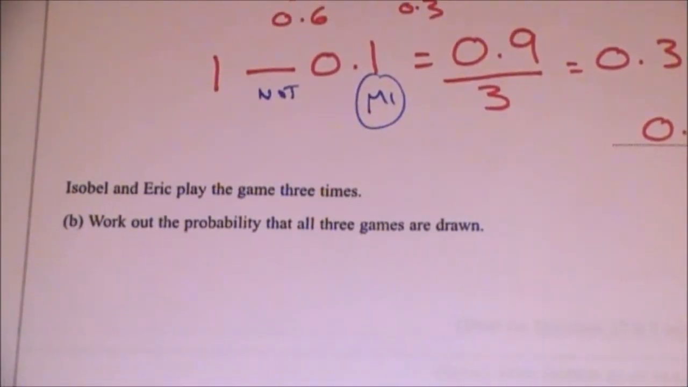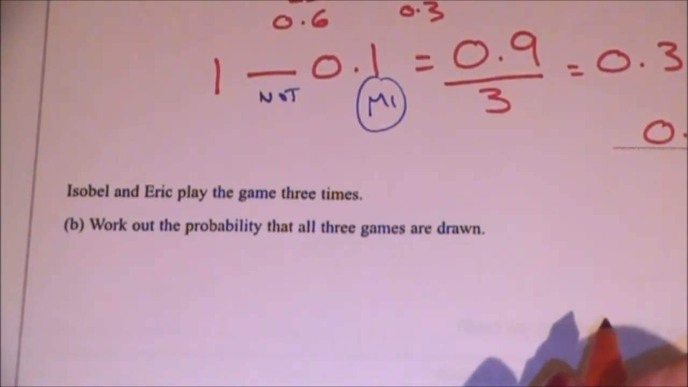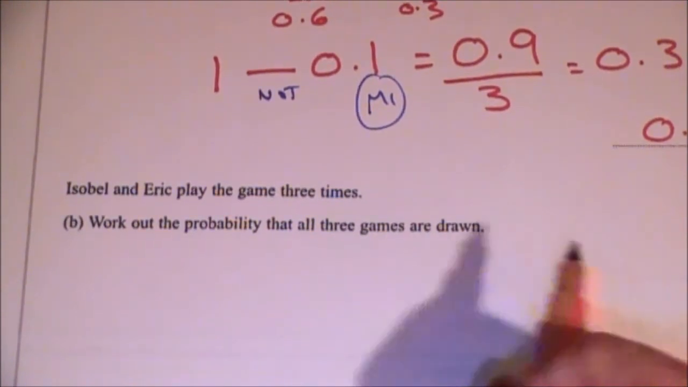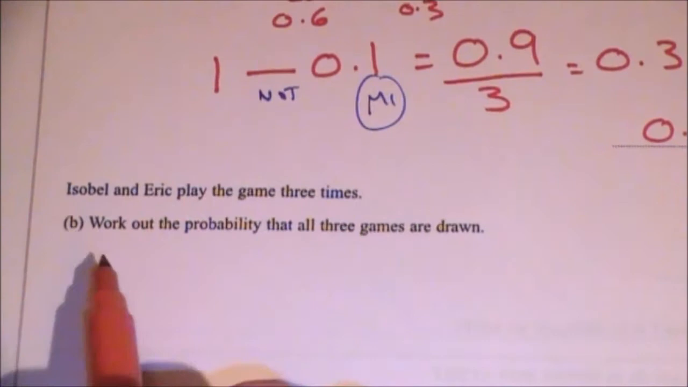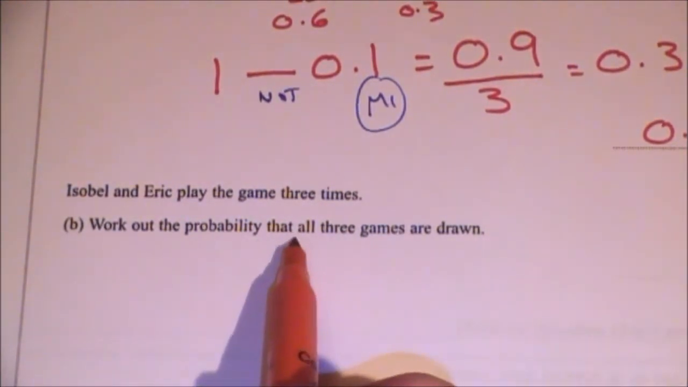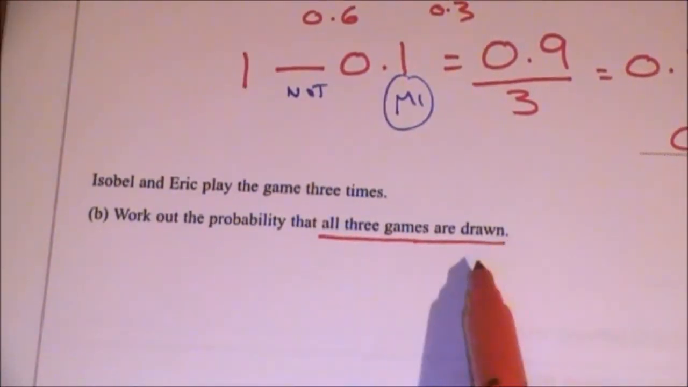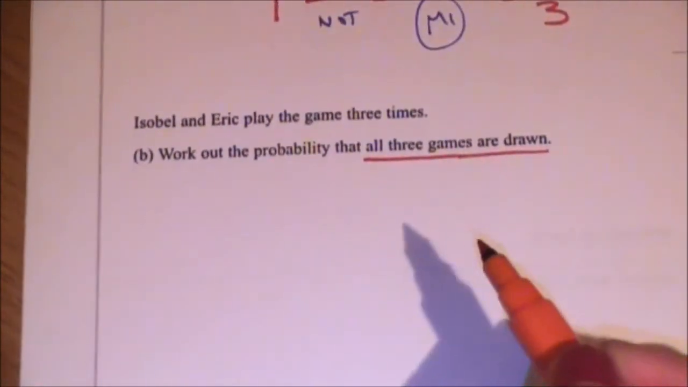Part B has the potential to be quite tricky unless you are very familiar with the and/or rules, which I've mentioned quite a lot in this paper. So Isabel and Eric play the game 3 times. Work out the probability that all 3 games are drawn. So let's think about what happens.